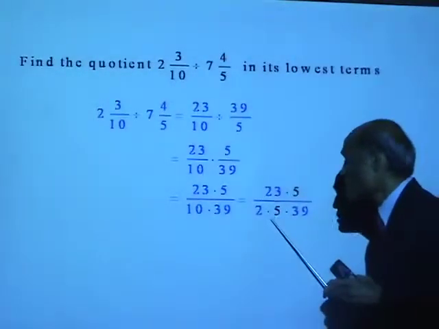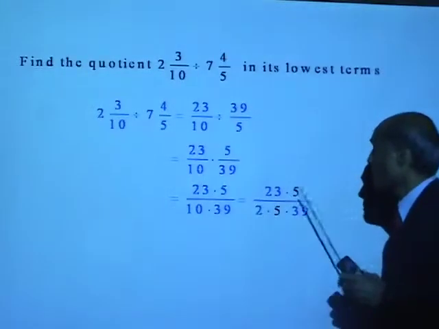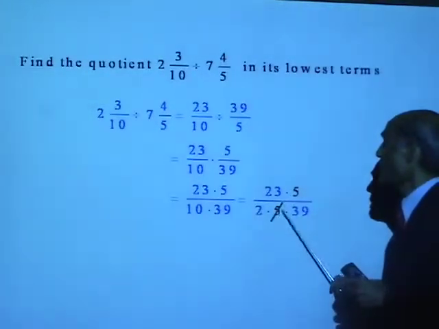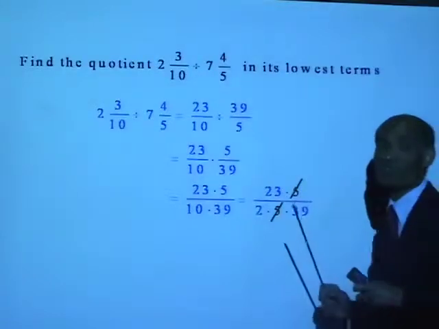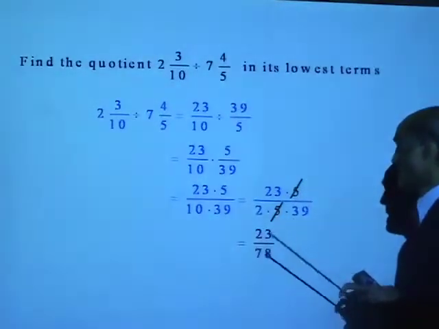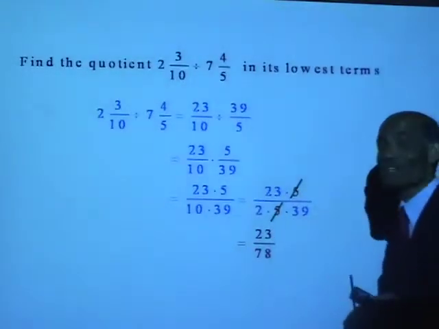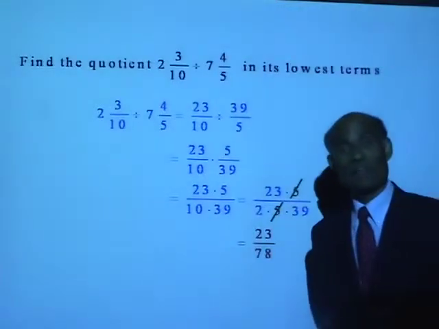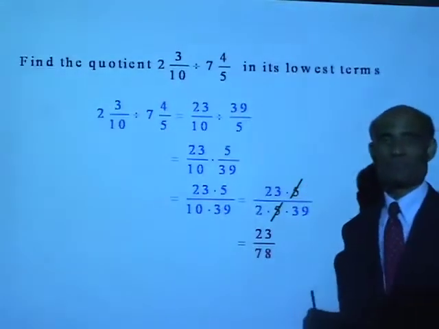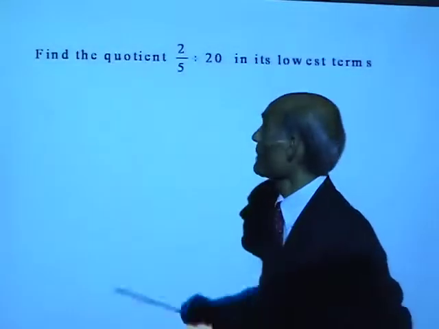Alright, now it is time for us to cancel common factors. 5 on the denominator goes with 5 on the numerator, and we get 23 over 78, and that is the answer. Okay, let's do another one.